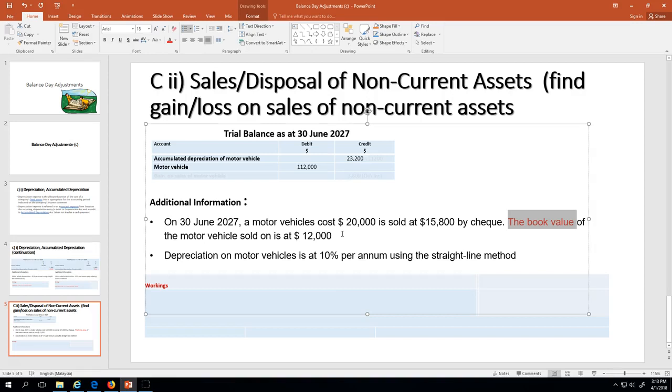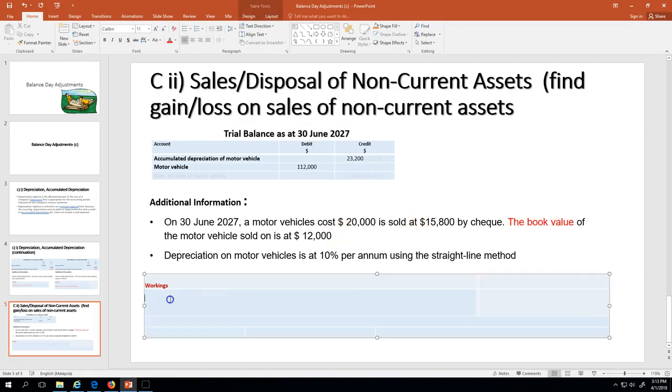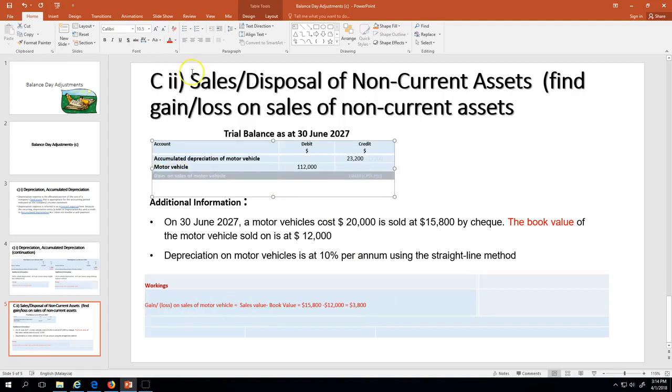So the book value is 12,000, but they sell at 15,008. What does it mean? The value of the motor vehicle is 12,000, but the business is able to sell it for 3,008 more. So what we do is we count how much we gain here. The sales value is more than the book value. In this case, it's a gain of 3,008. Once you count that, you record it underneath the trial balance and put 3,008 in the credit side, because 3,008 as a gain is other income.